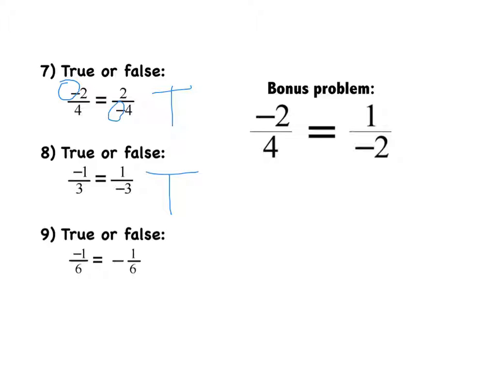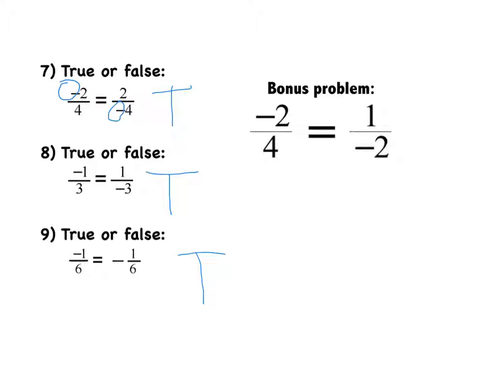And number 9, true or false? So I have a negative on the top. I have 1s on the top. I have a negative out front, and I have 6s on the bottom. So let's think about this. Is negative 1 divided by 6 the same as negative 1 divided by 6? This is true. I'll go ahead and erase that so that you can see it a little bit more clearly. They have all the same pieces, the same number of negatives, so these are true.